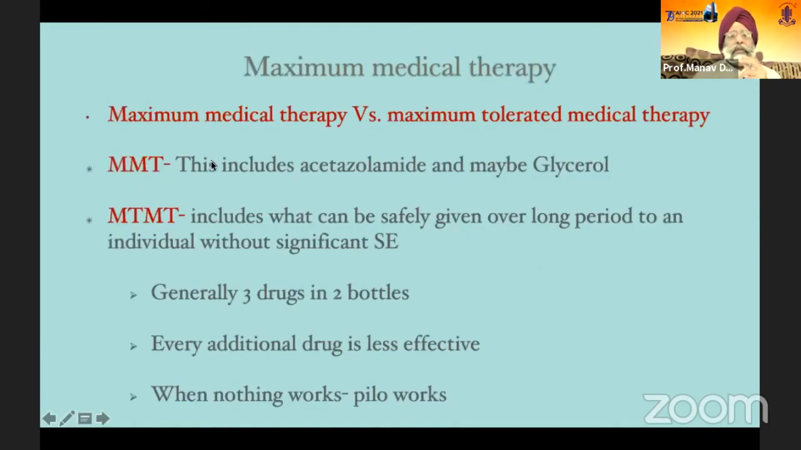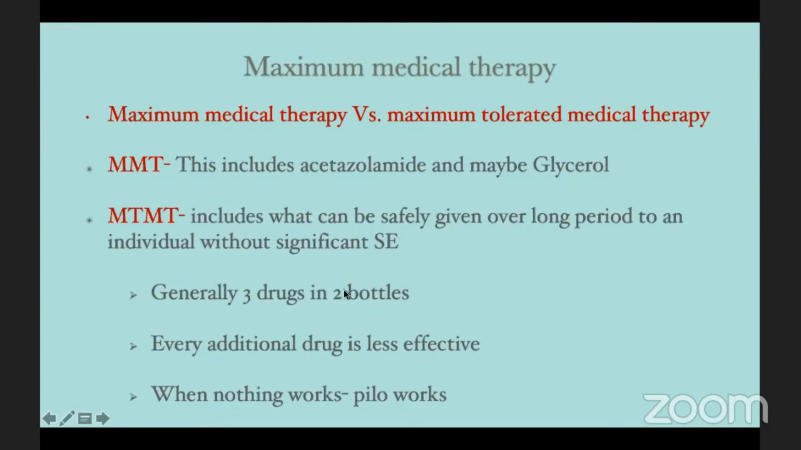So what is the maximal medical therapy? It's different from maximal tolerated medical therapy. Maximal medical therapy includes acetazolamide and maybe glycerol also. And this is generally used for the short term while waiting for surgery. Whereas maximum tolerated medical therapy includes what can be safely given over a long period to an individual without significant side effects. And generally 3 drugs in 2 bottles are considered appropriate.